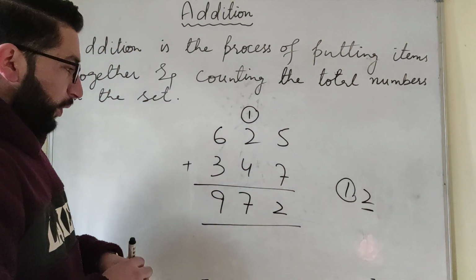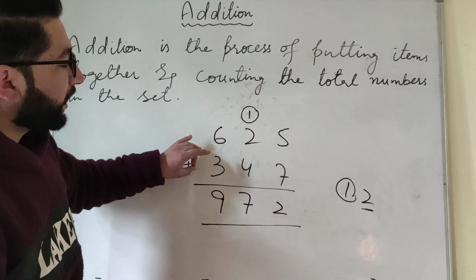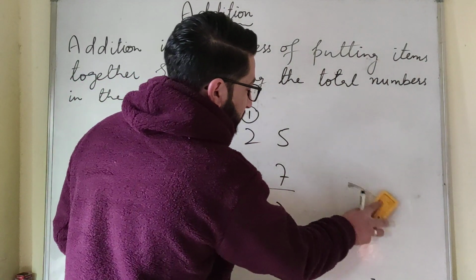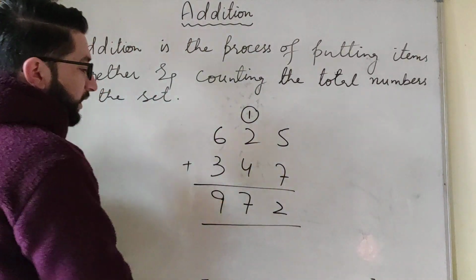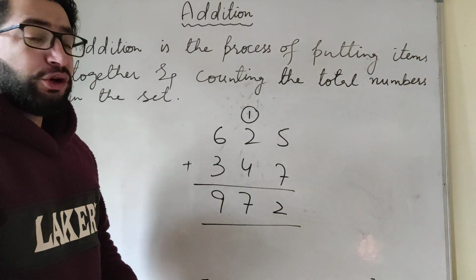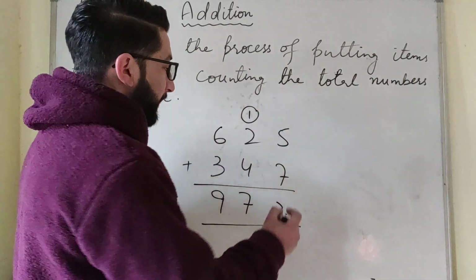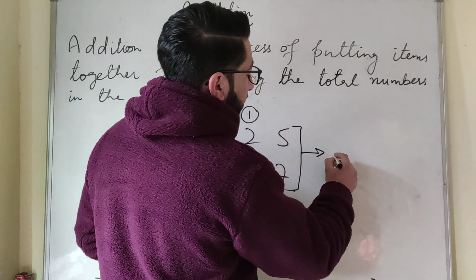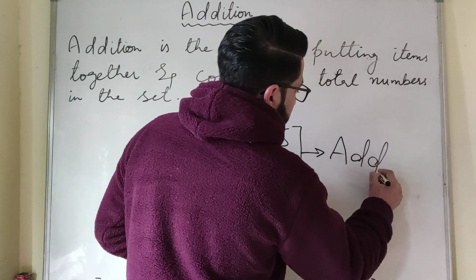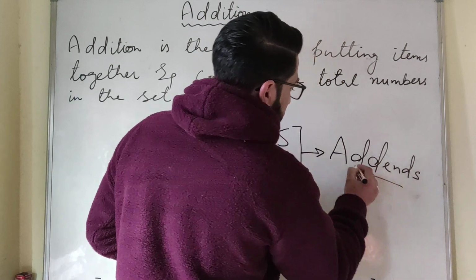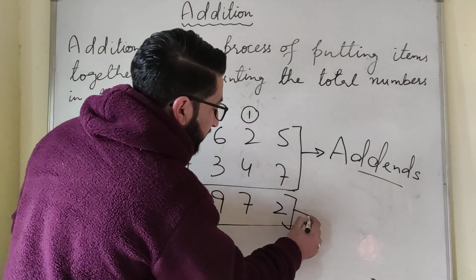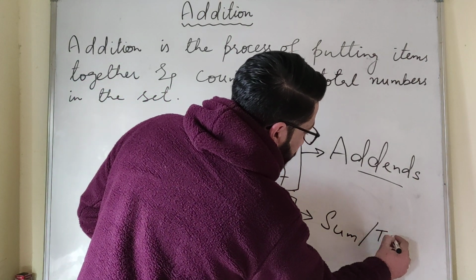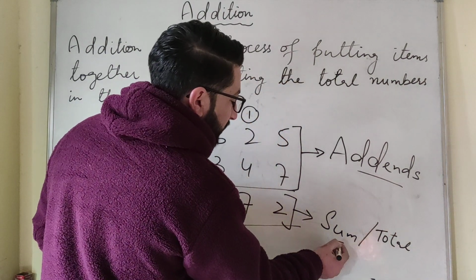Now the question is, what are these numbers called? So what we have done here, we have added these given numbers and we have got the answer. So now the question for us is, what are these numbers or these terms related to addition called? So those numbers that we add, so 625 and 347 here, these numbers in addition are said to be addends. The answer we got after adding addends is said to be the sum, or we also call it total. But usually we call it sum.